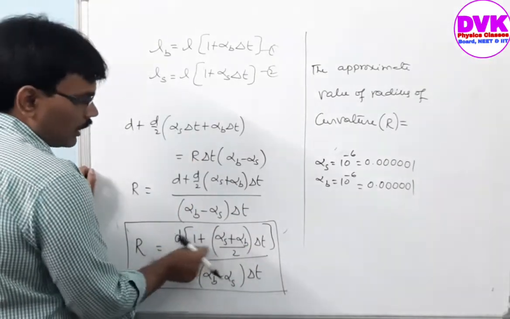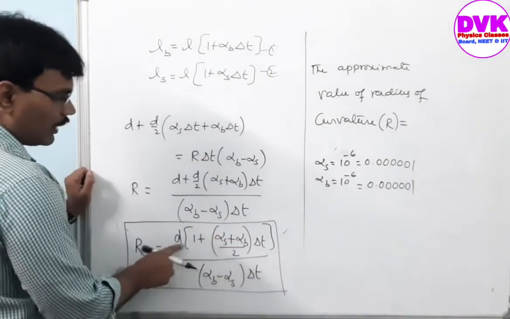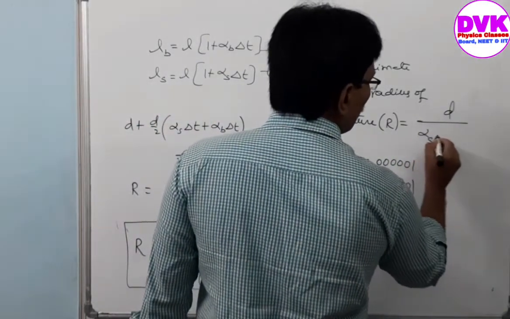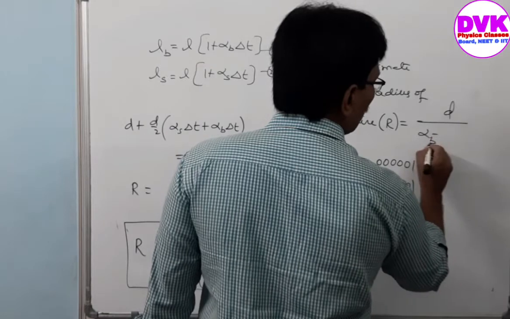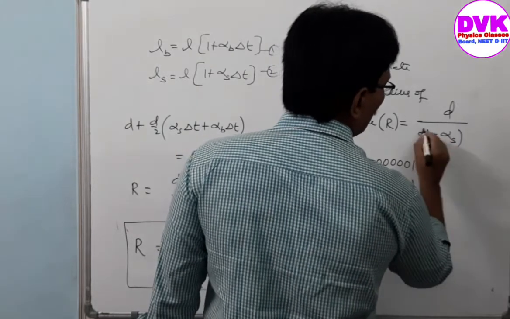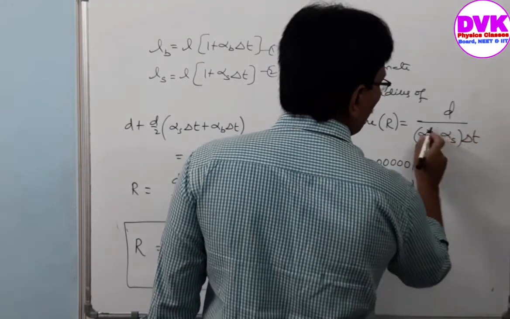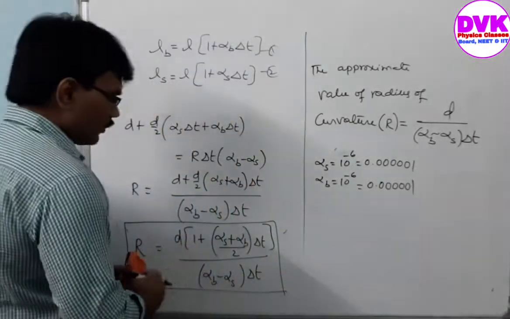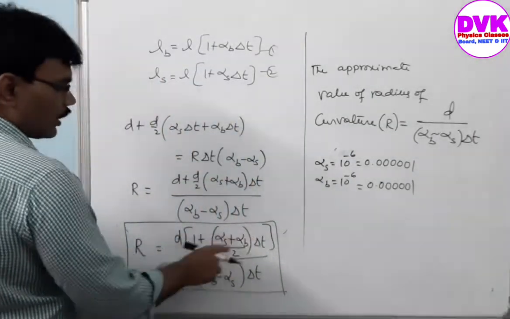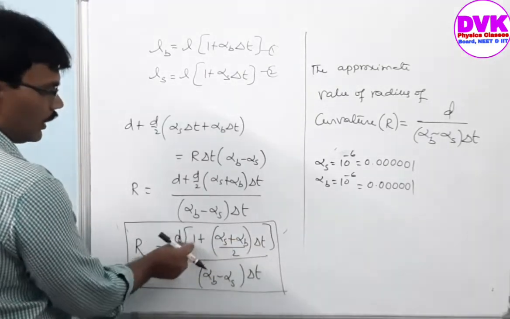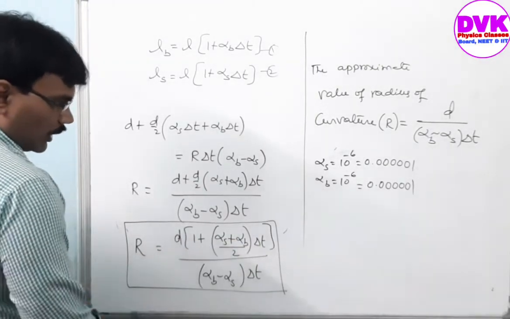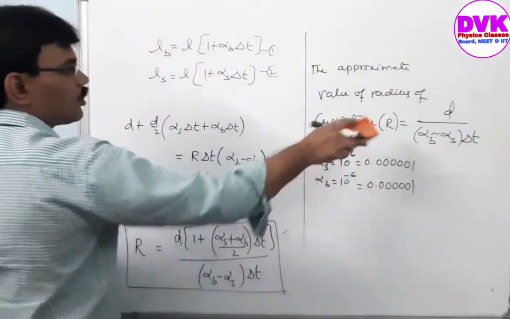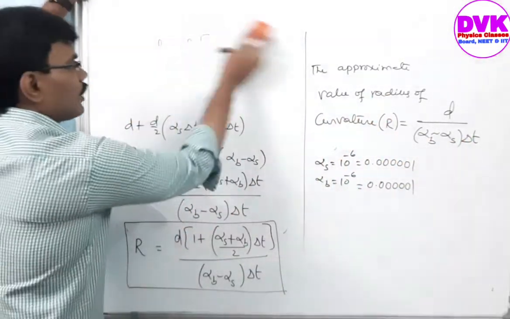So if this factor is neglected, then d into 1 becomes d in the numerator, and in the denominator alpha b minus alpha s into delta t. So this is the approximate value. We can say it is the difference, higher one minus lower one. Therefore this term is very small compared to 1 and can be neglected. So this is the approximate value of the radius of curvature of a bimetallic strip.